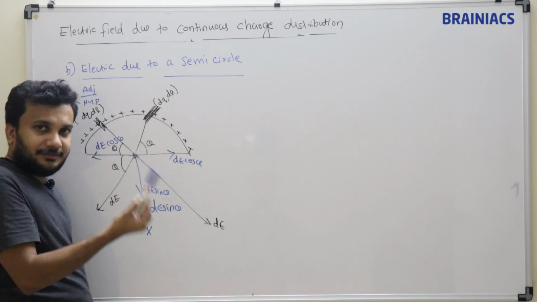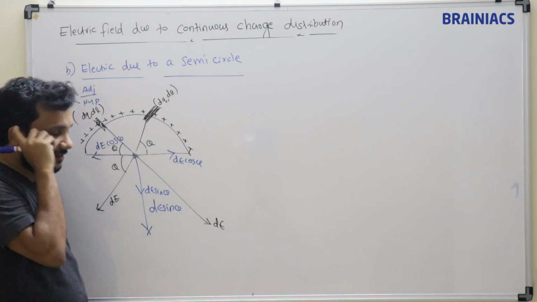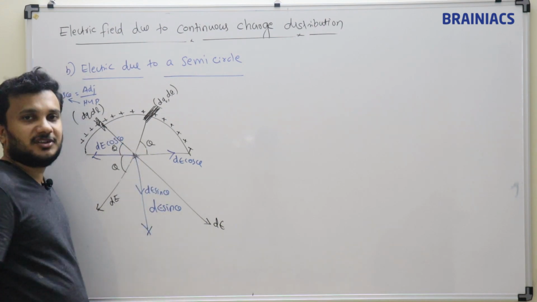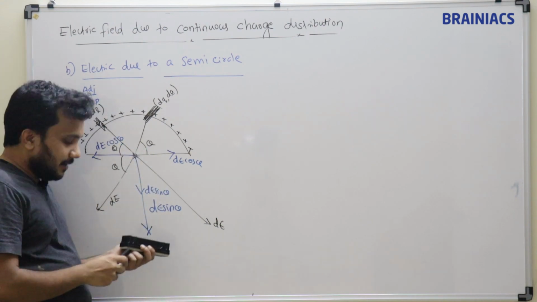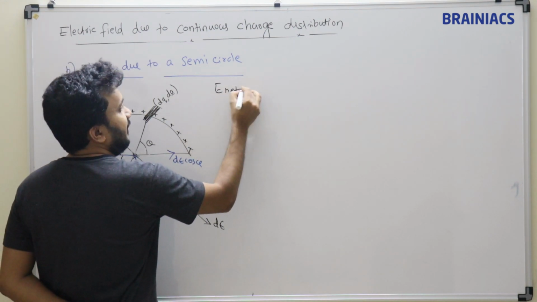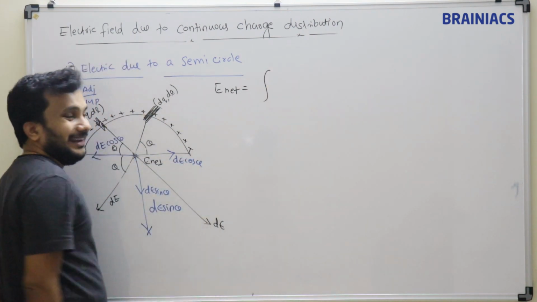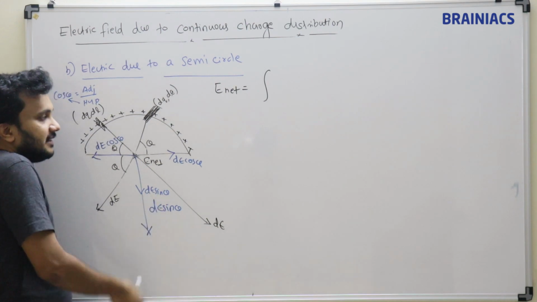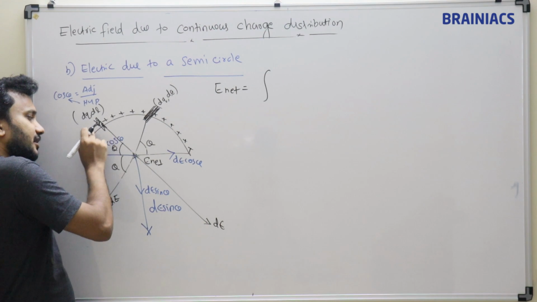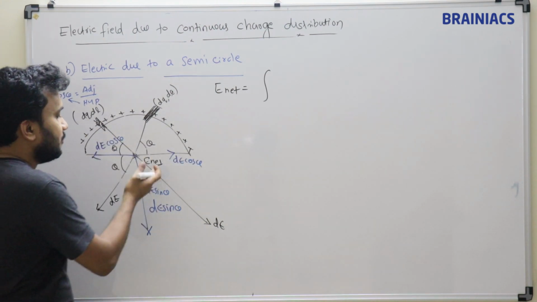So towards the left and towards the right, if it is maintaining a symmetrical structure exactly like this example, then what will happen? The cos theta components will get cancelled and the sin theta components will get added up. So I can say my total final electric field at this point, E net, will be equal to the integration of many dE sin theta. Here also I will get one dE sin theta and dE cos theta, here also, here also, but all cos thetas will get cancelled and sin thetas will get added up.